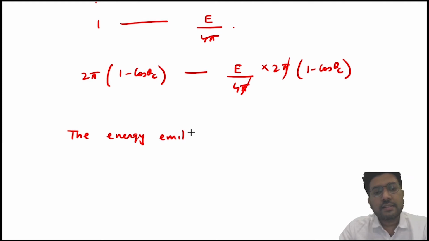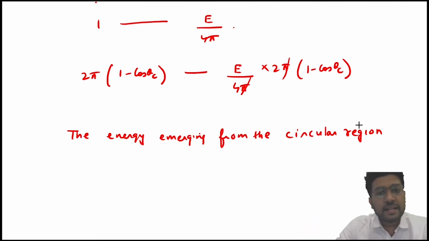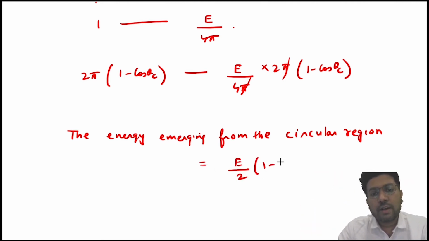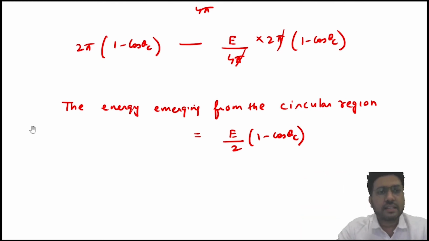You will get the energy emerging from the circular region, or you can say the energy which reaches the other medium, is equal to E by 2 into 1 minus cos theta c. Now they have asked us what? They have asked us what is the fraction of energy that reaches the other medium.